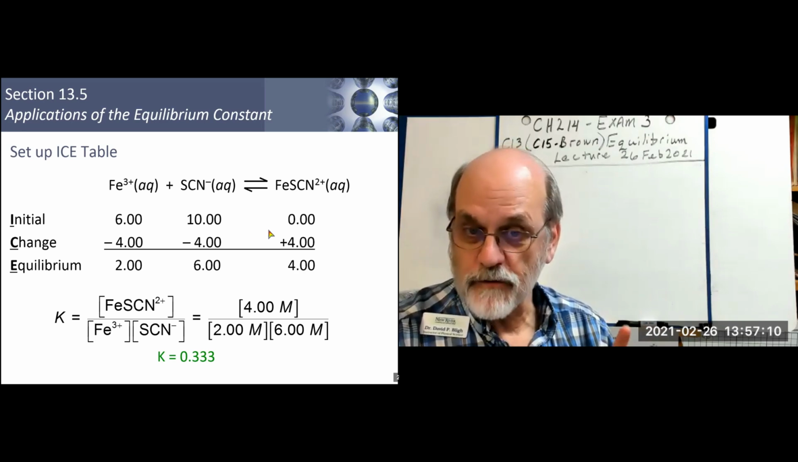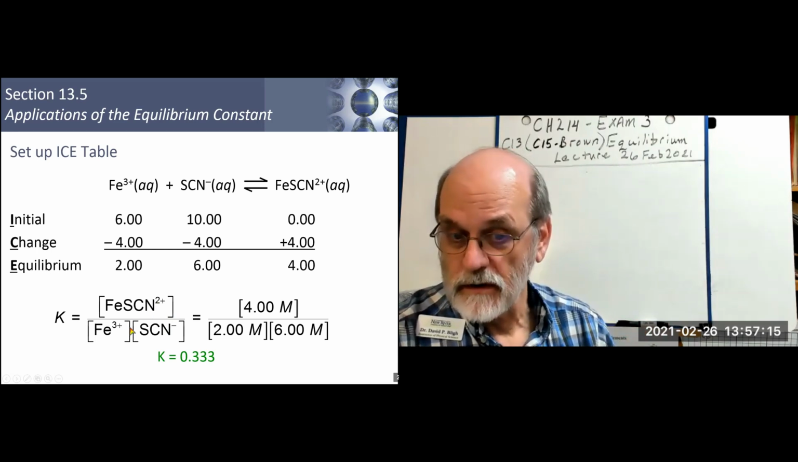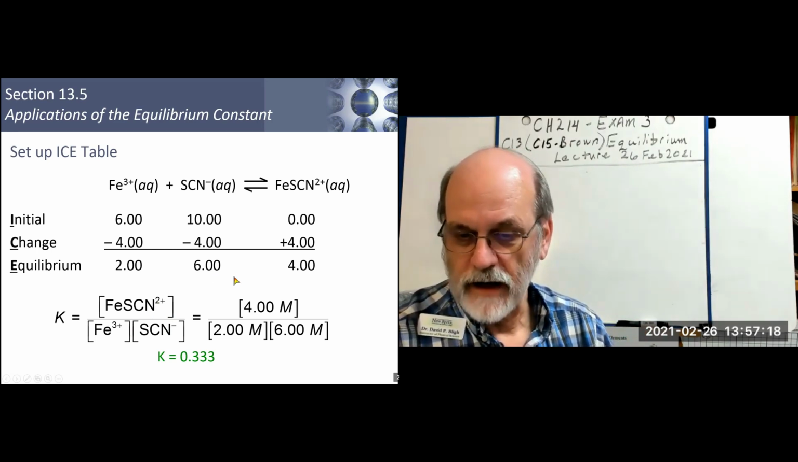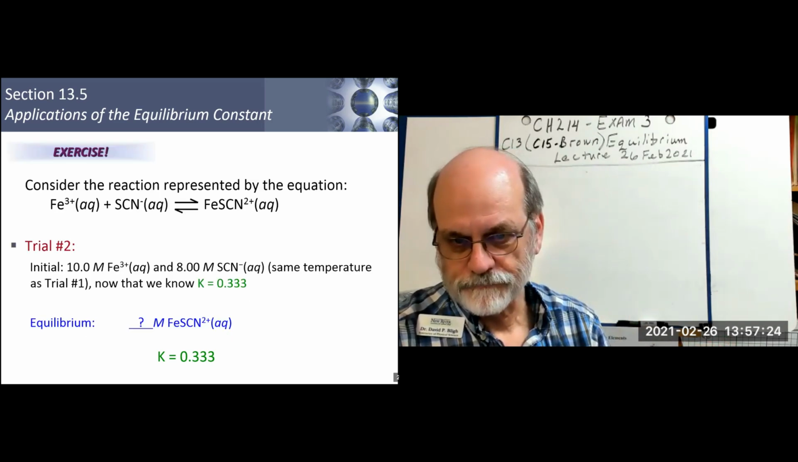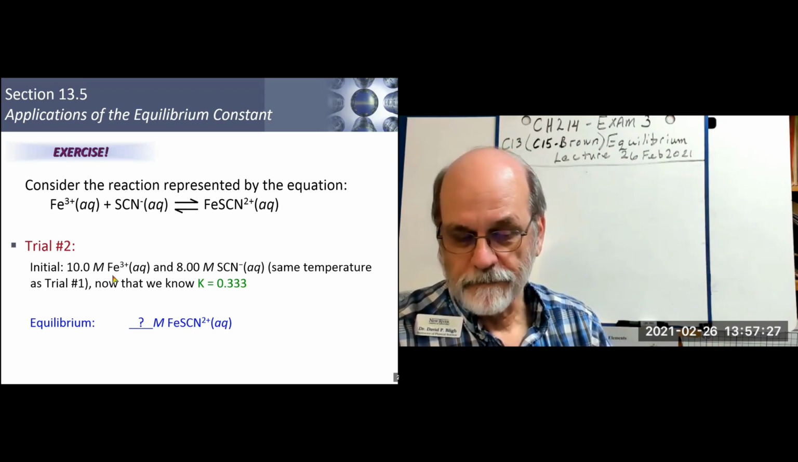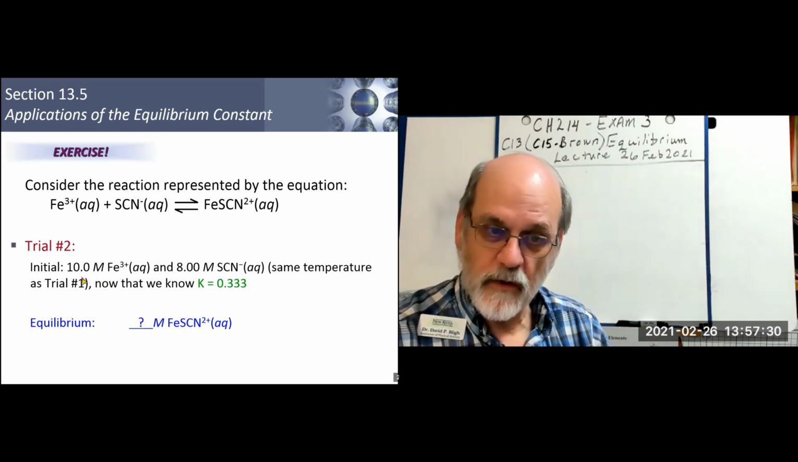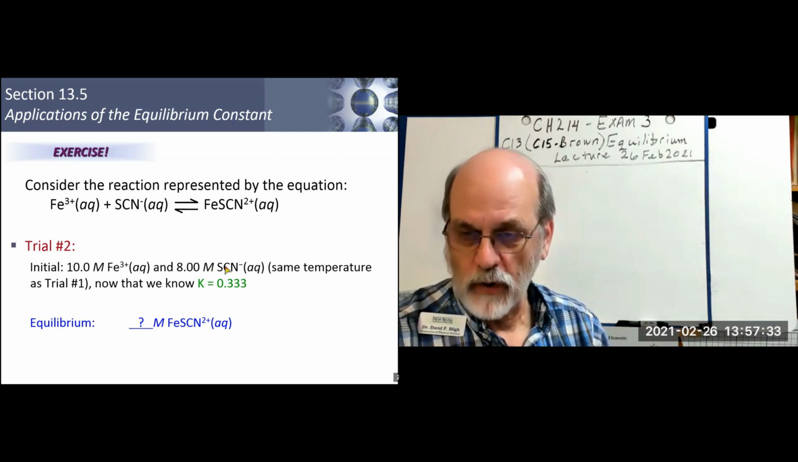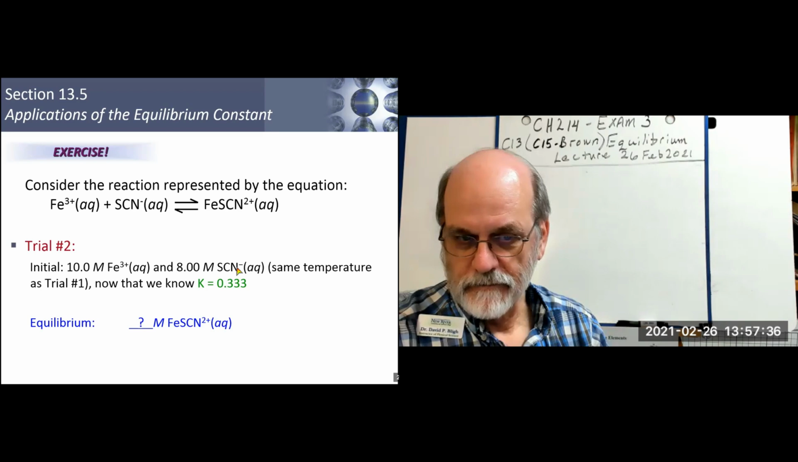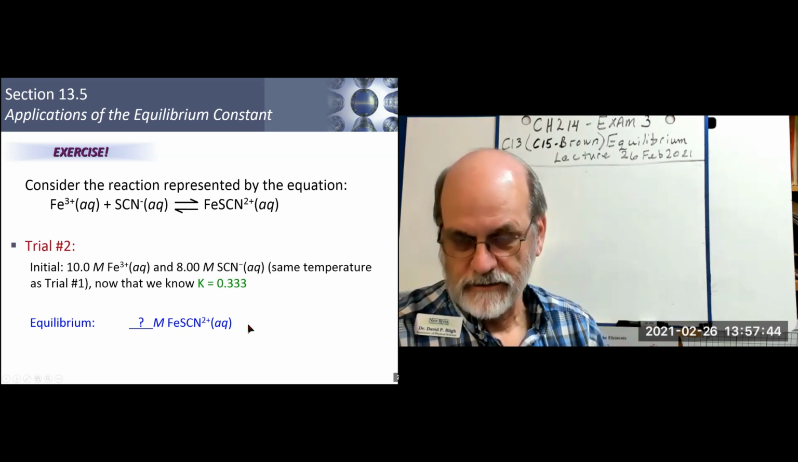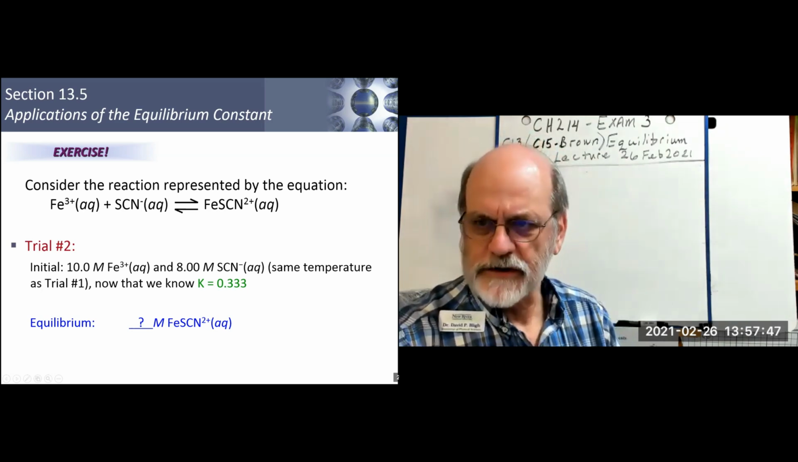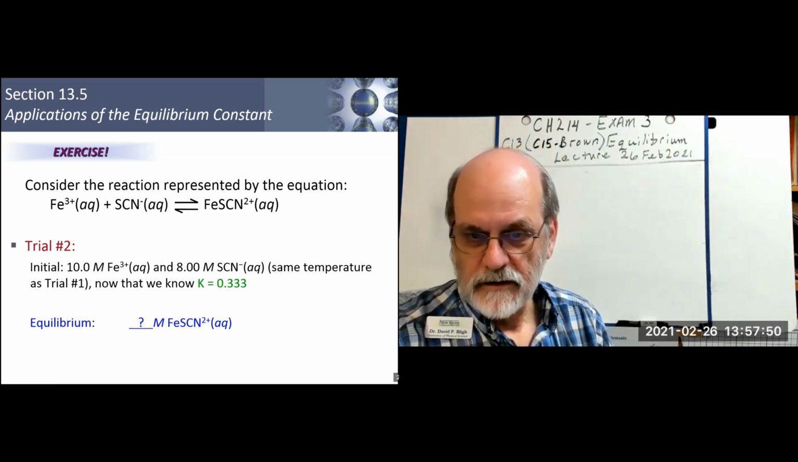Now that we know the K value for that reaction, if one of these happens to be an unknown, we can solve for it. It's just like any equation: if there's only one unknown, you can solve for it. So here's the situation. Now we've changed the conditions to where we have 10 molar iron and 8 molar thiocyanate. The question for this one is, what's the concentration of the iron thiocyanate complex? Looks tough, doesn't it? Not really. Just follow the same method.